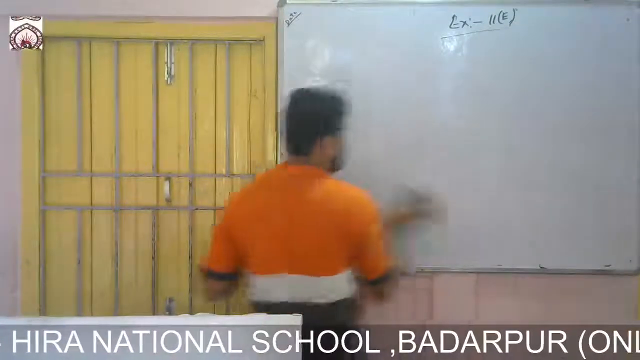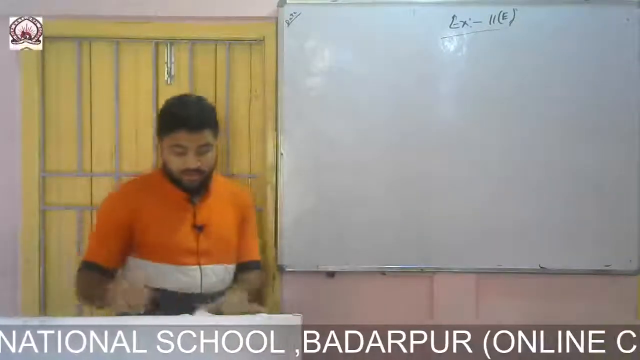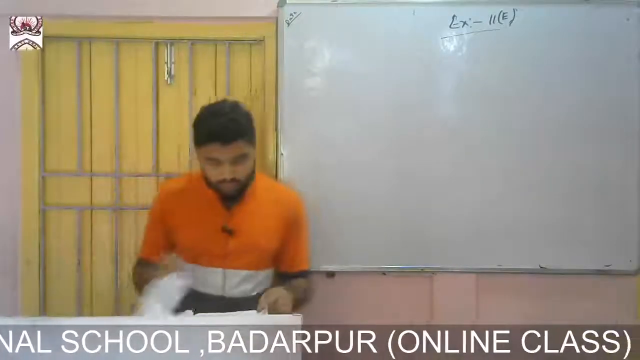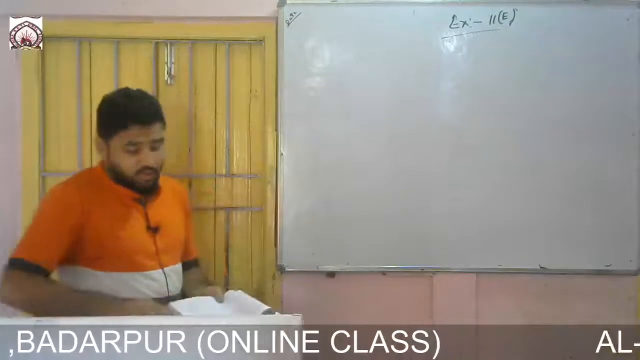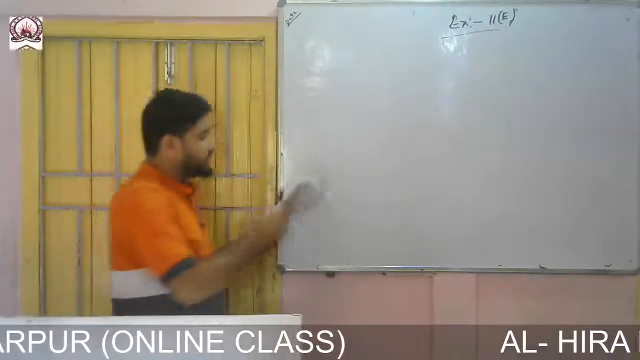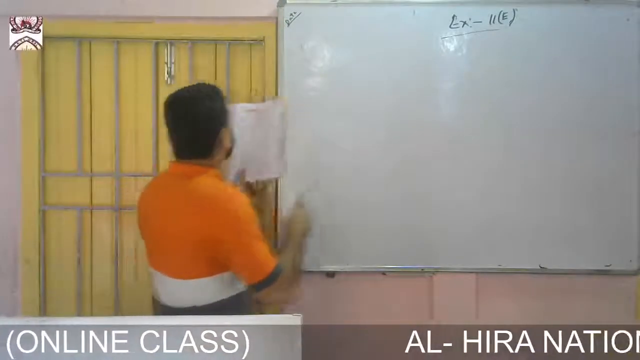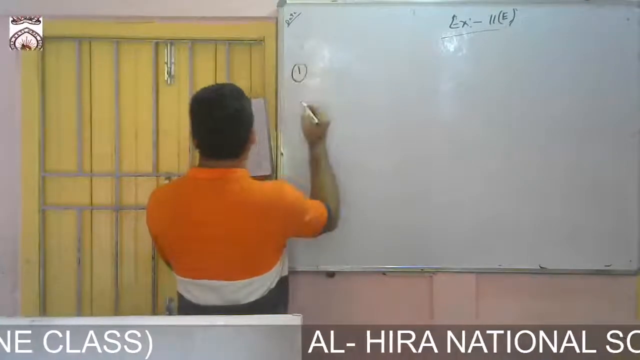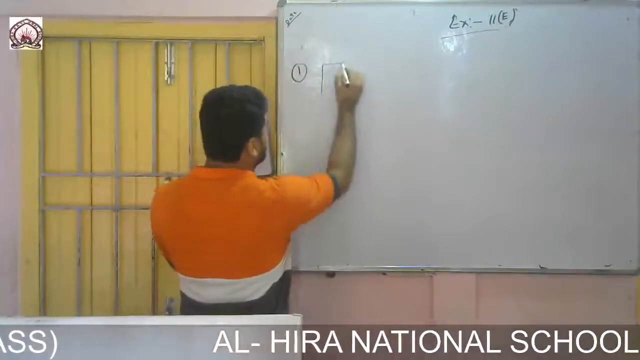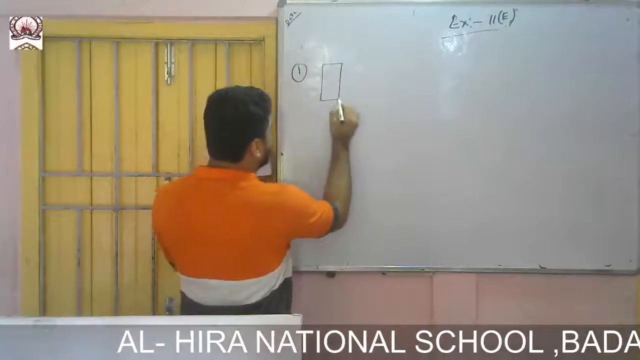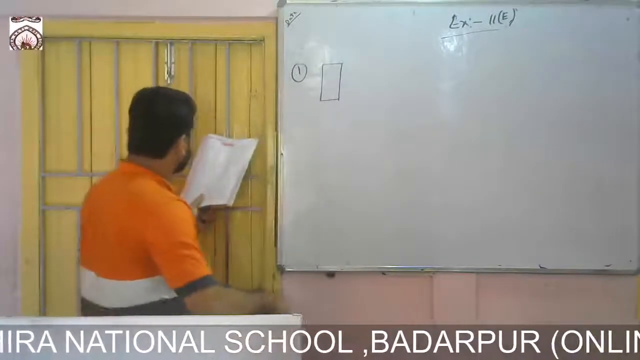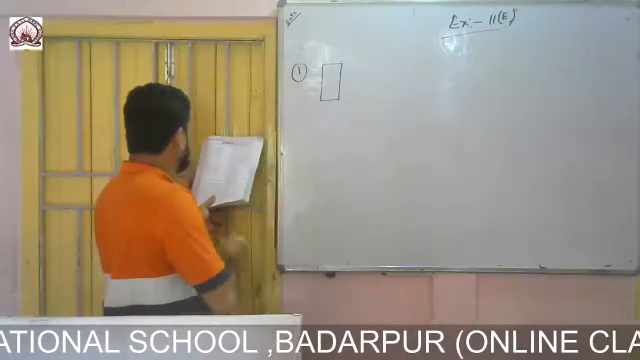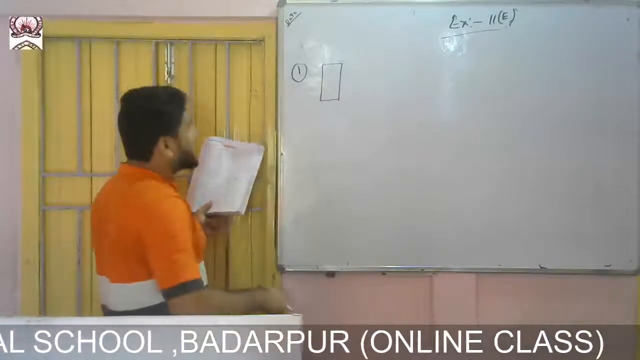So 11E, question number 1. The figures are given, and I need to name each shape. Question number 1, you see the figure is given like this. Obviously, it is a rectangle. Why is it a rectangle?